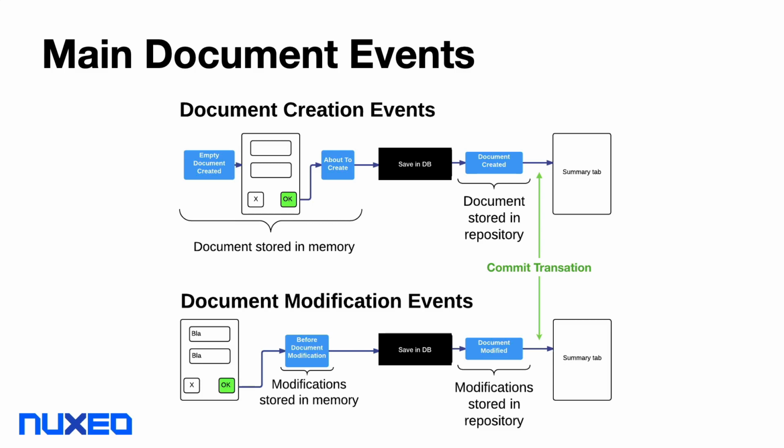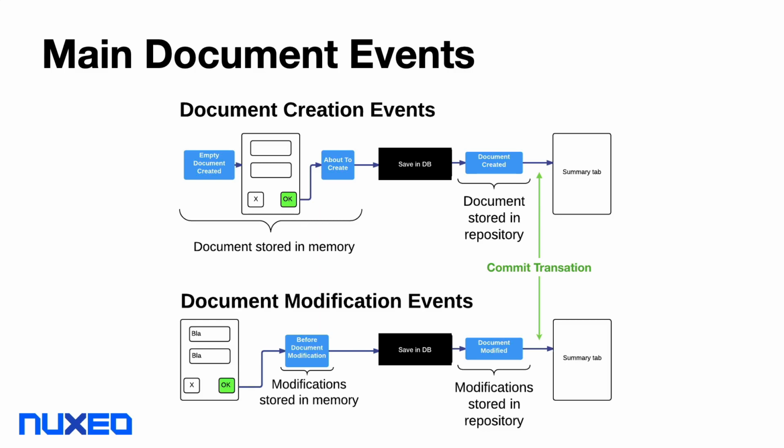If we have a look at the document modification events, we have more or less the same kind of events. We have before document modification, once the modifications are performed but before being saved in the database. When saved, the document modified event is invoked, and modifications are stored in the repository.